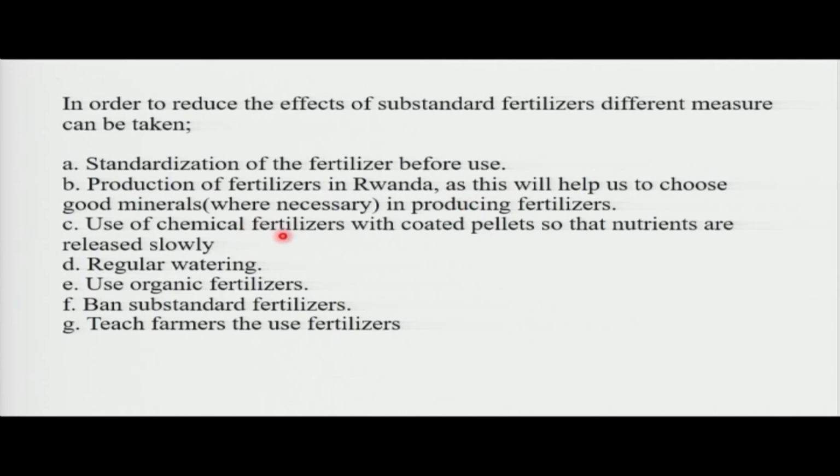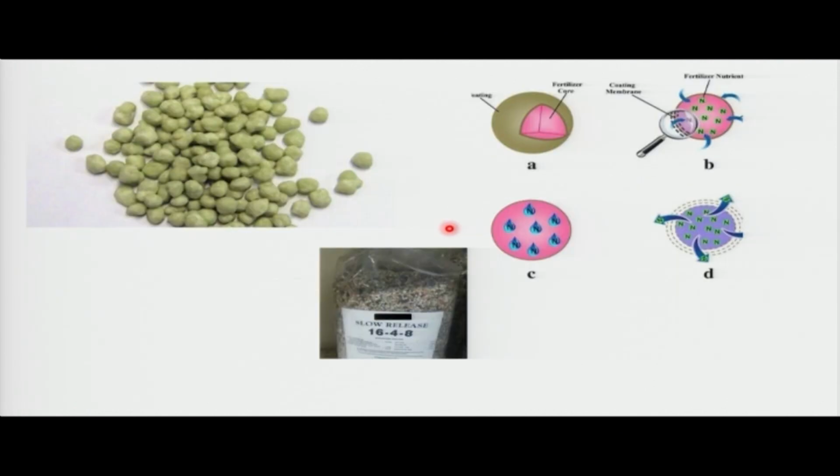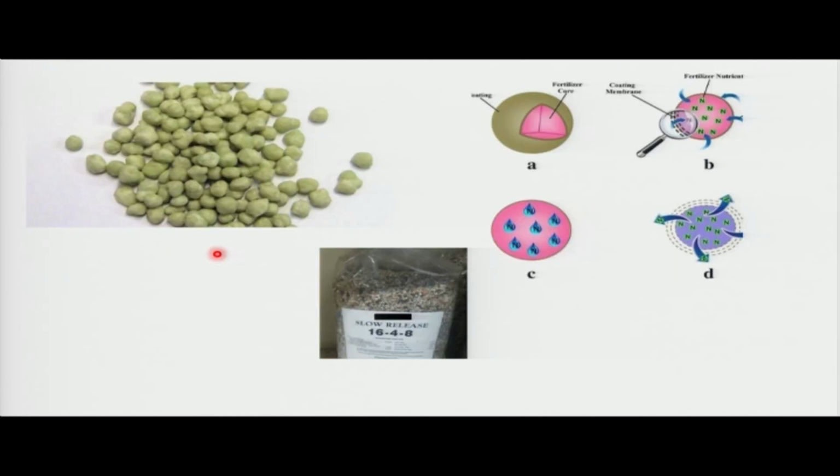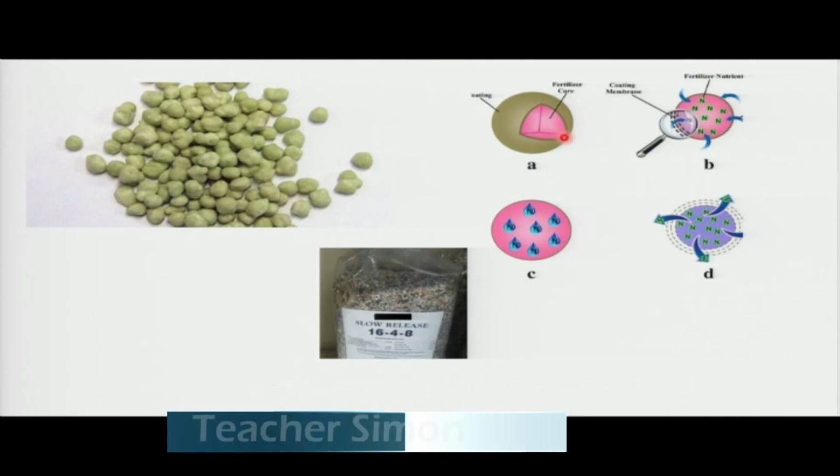Then use of chemical fertilizers with coated pellets. I have an example here of coated pellets. As we've seen in our example, it's so that nutrients are released slowly, and this also prevents leaching. You see, this is an example of a coated pellet. This is a coat, and this is a fertilizer. So you'll observe that as it is working, it releases the nutrients slowly to the soil.